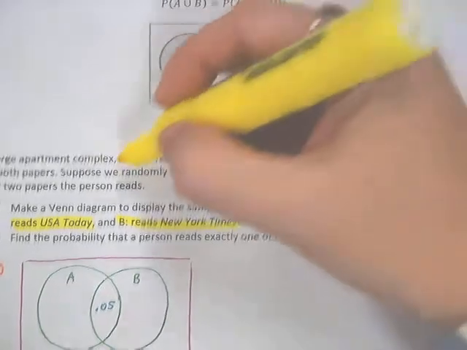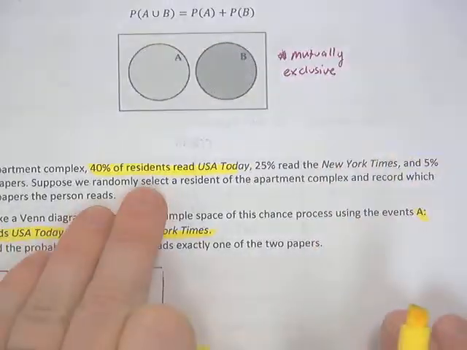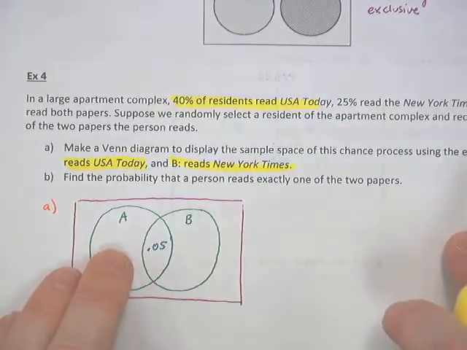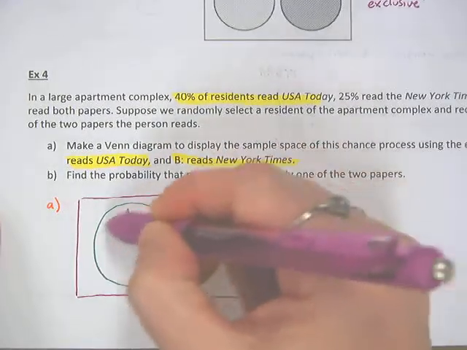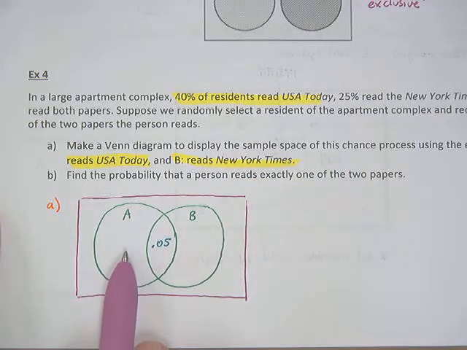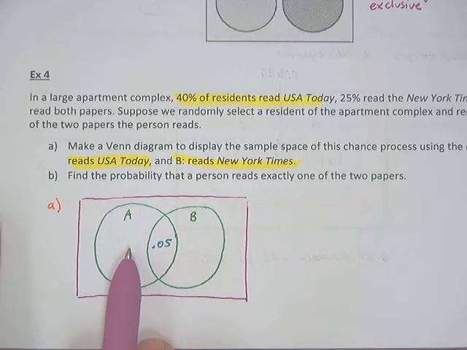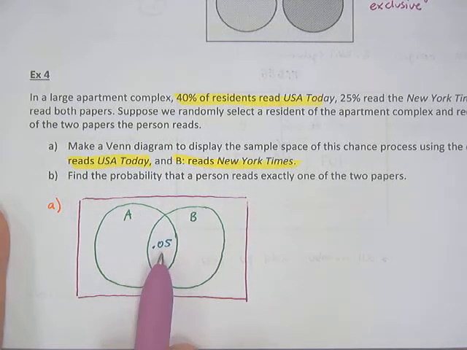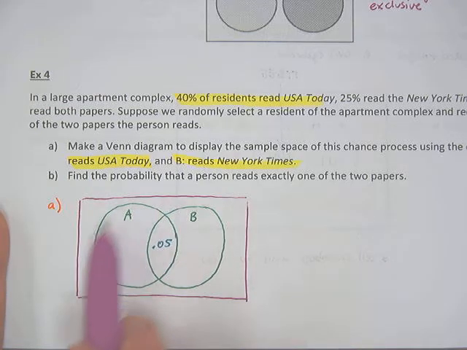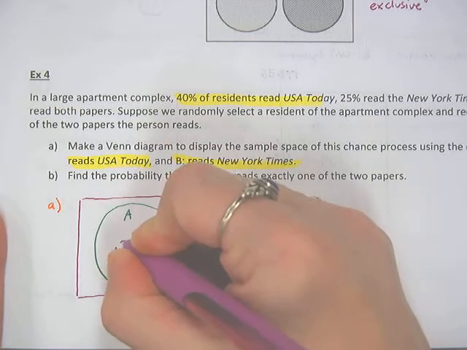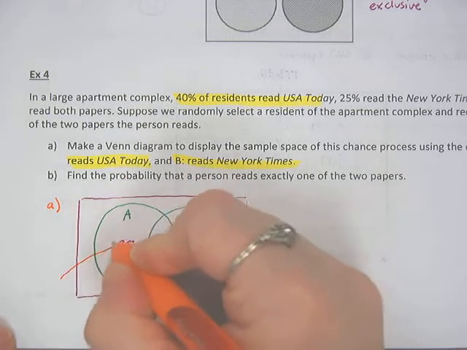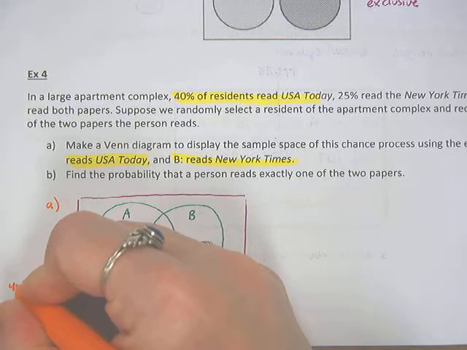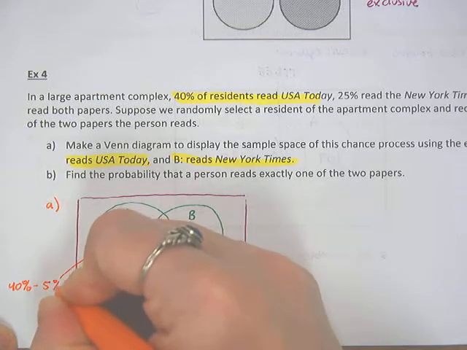Okay, well, 40% of residents read USA Today. That doesn't mean we're going to put 0.4 over here. 40% are in Circle A in its entirety. So what I have to do to get this little region over here that's not overlapping, these are people that read USA Today only, is I have to take that 40% and subtract out the 5% that's already in Circle A. So this would actually be 35%. Make a note to yourself how we got that is we did 40% minus 5%.